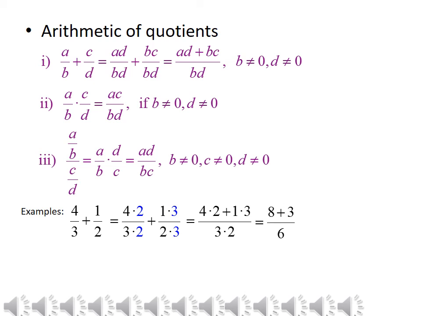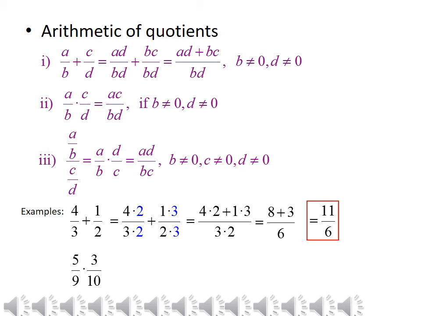So 4 times 2 is 8, and 1 times 3 is 3, so that gives us 8 plus 3 in the numerator, and 3 times 2 is 6, so that gives us a 6 in the denominator. If we add these together, we'll get 11 over 6 as our final answer.